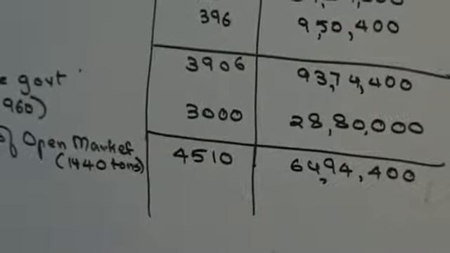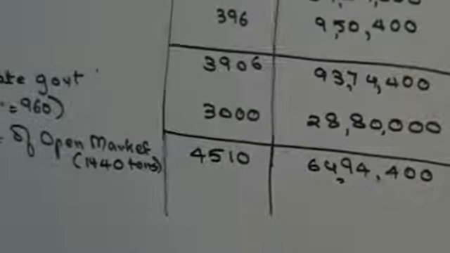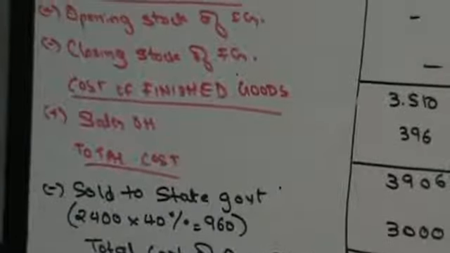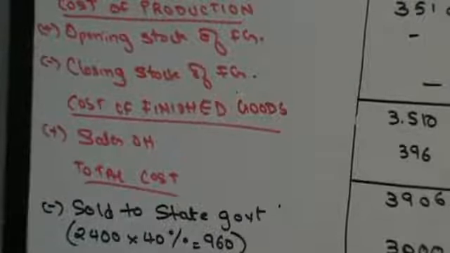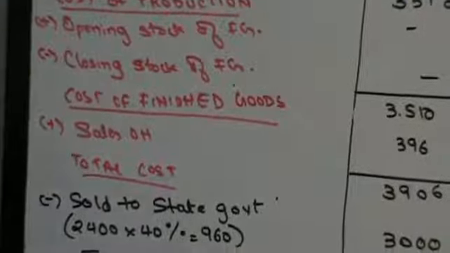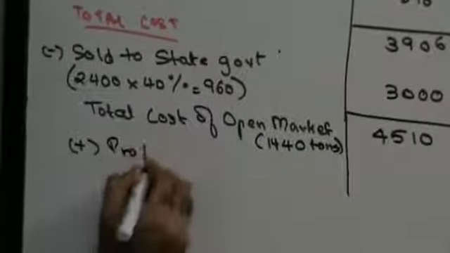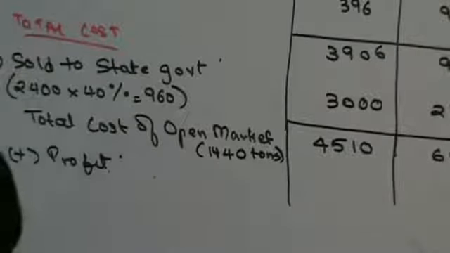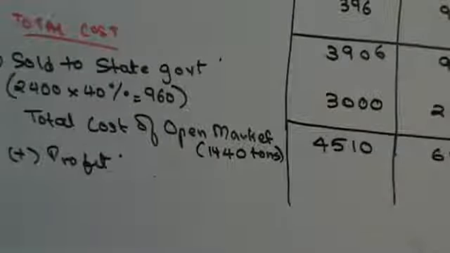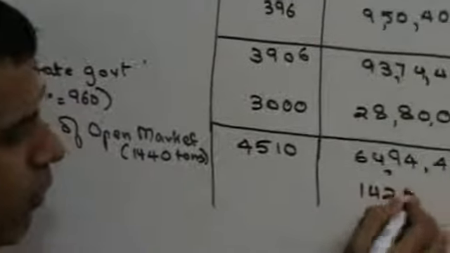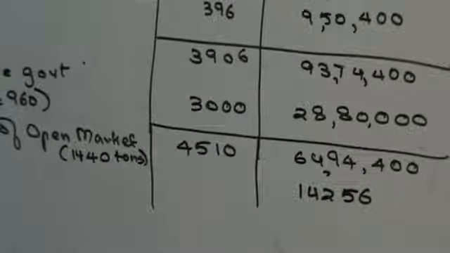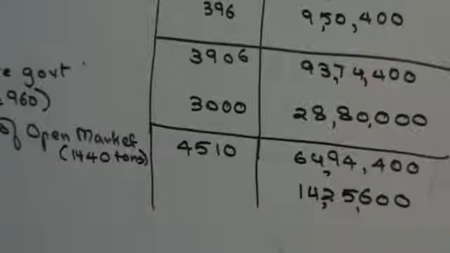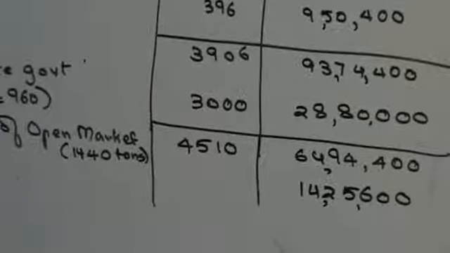Now, see the last line, guys. The last line says that the company's profit target during the year for fixing the open market selling price on the basis of the cost sheet is 10% on average paid up capital of 1,42,56,000. They have said that profit should be 10% on the capital. 10% of that will be 14,25,600. Divide this by 1,440.